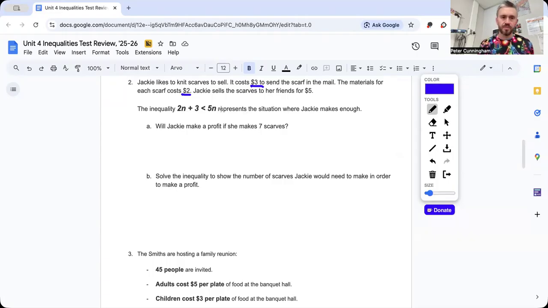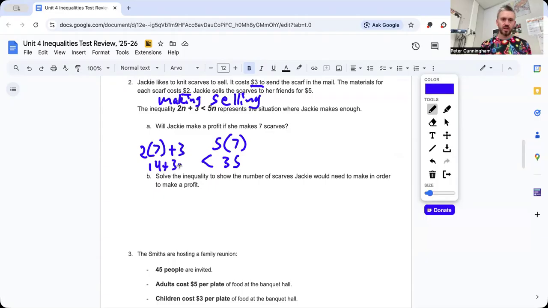Well, let's see. She has to pay $5 per scarf. She sells the scarves to her friends for $5. Okay, so this side is selling, right? The right-hand side, this side, the left side is making. We want to make the selling side worth more. So, okay, 5 times 7, 35. Is 35 greater than 2 times 7 plus 3? 14 plus 3, 17. Is 35 greater than 17? Yes, it is. Will she make a profit? Yes.